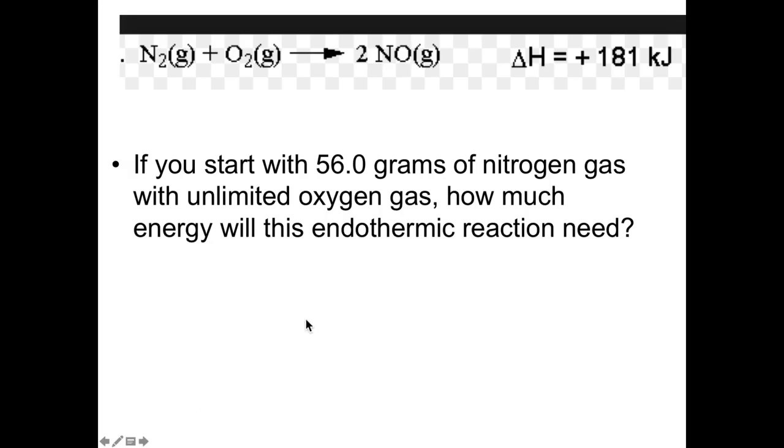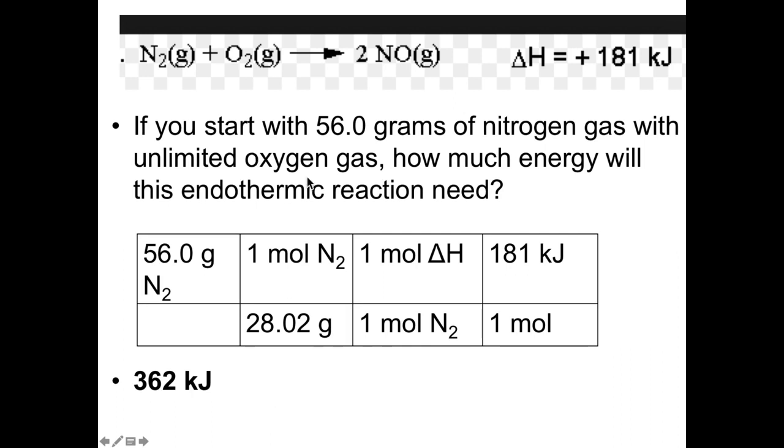So to put this into terms with equations, we have this problem here. If you start with 56.0 grams of nitrogen gas with unlimited oxygen gas, how much energy will this endothermic reaction need? So go and pause the video and try to give this a shot. I have the answer on the next slide.